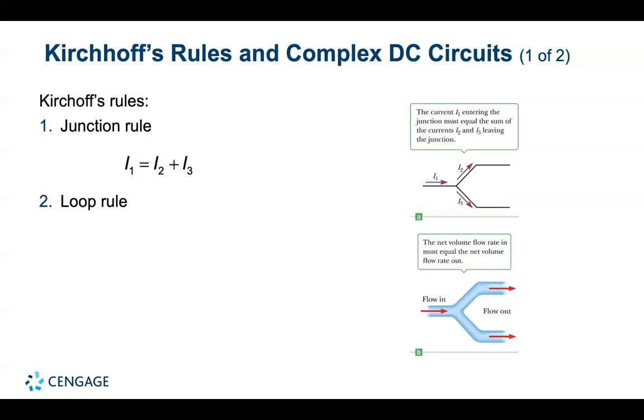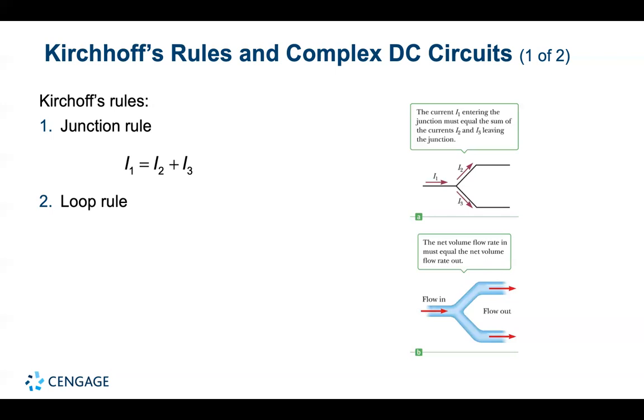To analyze more complex circuits, we make use of two simple rules called Kirchhoff's rules. Number one, the sum of the currents entering any junction must equal the sum of the currents leaving that junction. Number two, the sum of the potential differences across all the elements around any closed circuit loop must be zero.